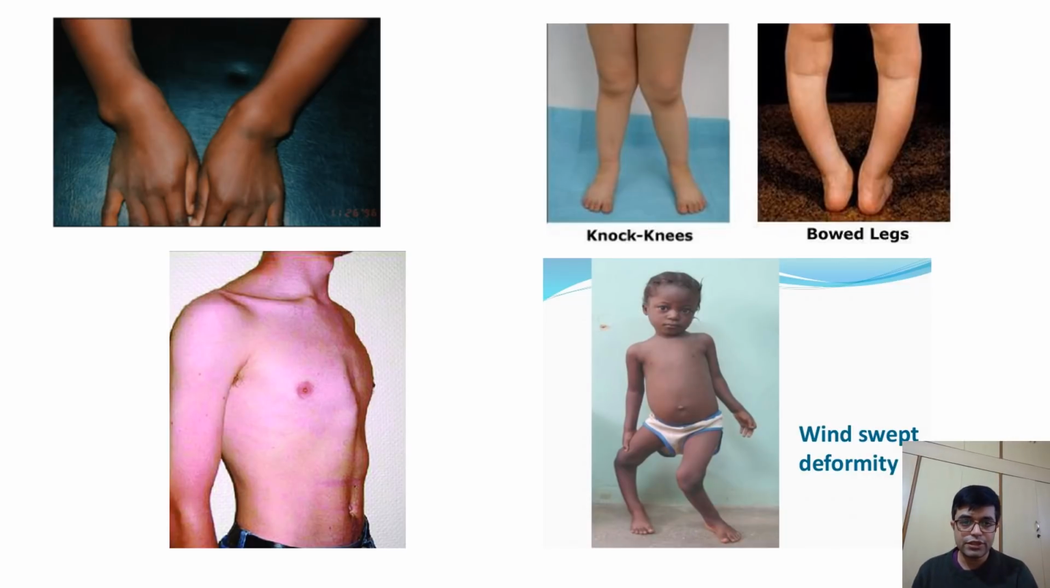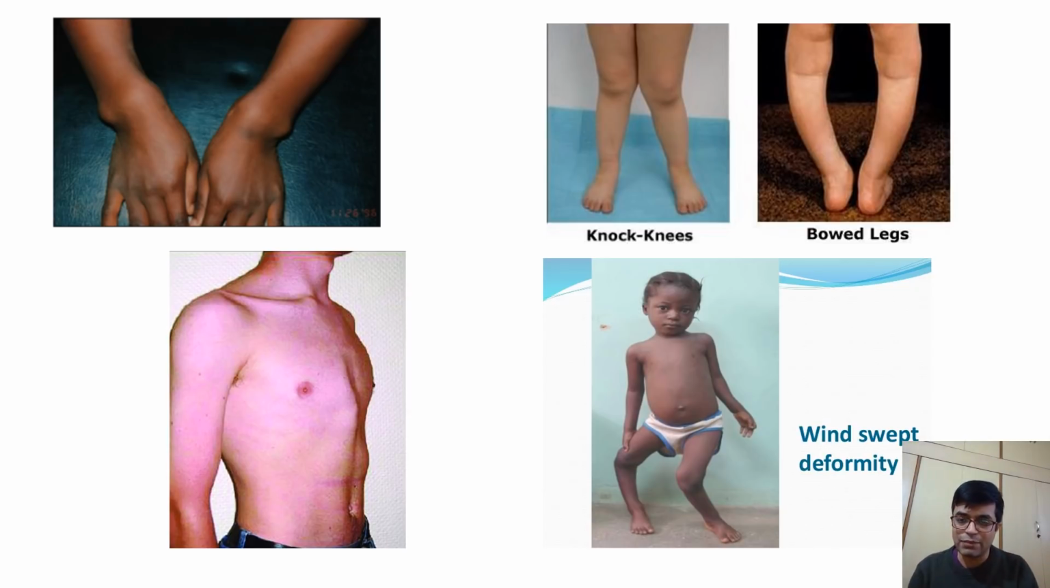So what are the features? On this extreme left, you can see the widening of the wrist. There is pectus carinatum, as you can see in this child. Then you have the knock knee and the bowed legs. In bowing of the legs, the knees are far apart, but the ankle joints are close. Whereas in knock knee, the knees are rubbing against each other, but the ankle joints are abnormally large.